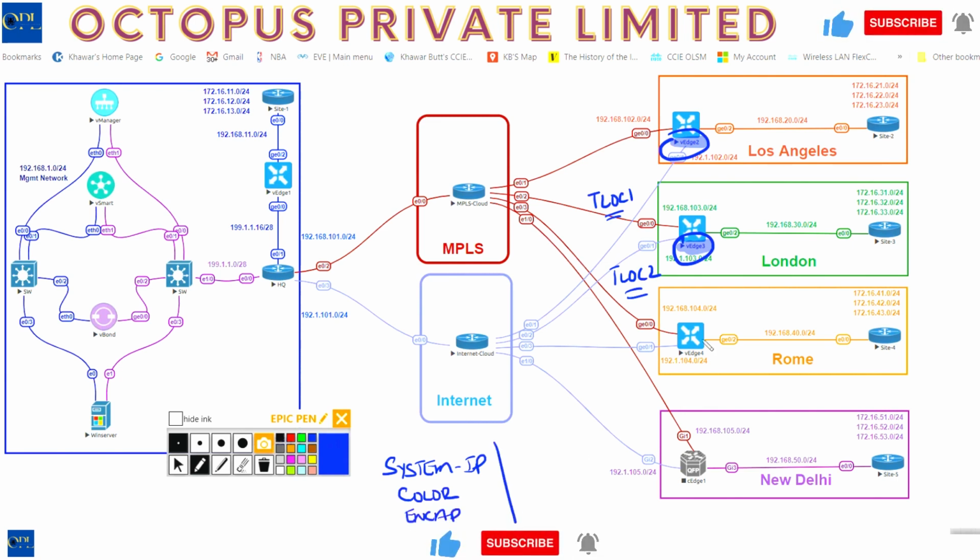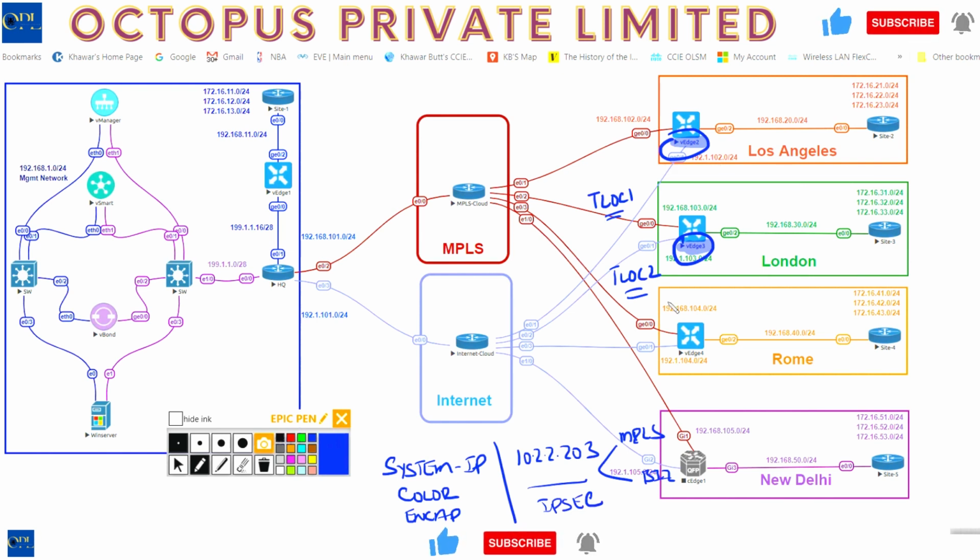So for example, I have London over here. London will have 10.2.2.203 as a system IP on both transports, but it's going to have two different transports, so two different TLOCs. One is the MPLS transport that I gave it, which is just a color, just an identifier, and the other is biz internet over here, and the encapsulation for both of them is the same. So basically, in this case, I have two different TLOCs.